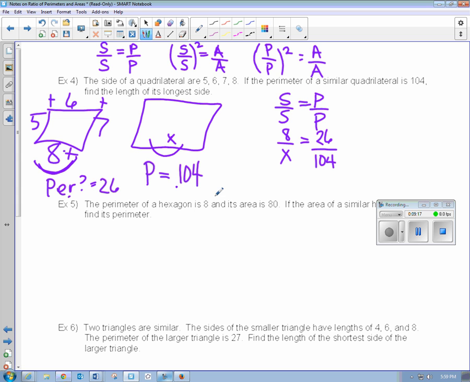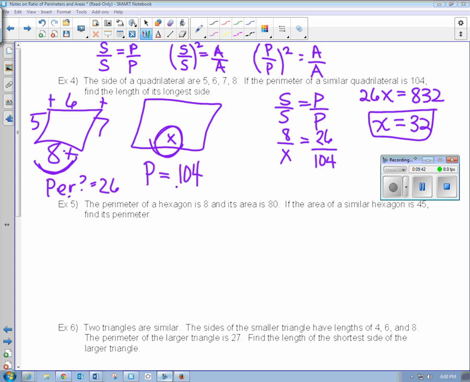So I'm going to cross multiply and solve. So 26x equals 832, divide by 26, gives me a final answer of 32. So the largest side of the second quadrilateral is 32.